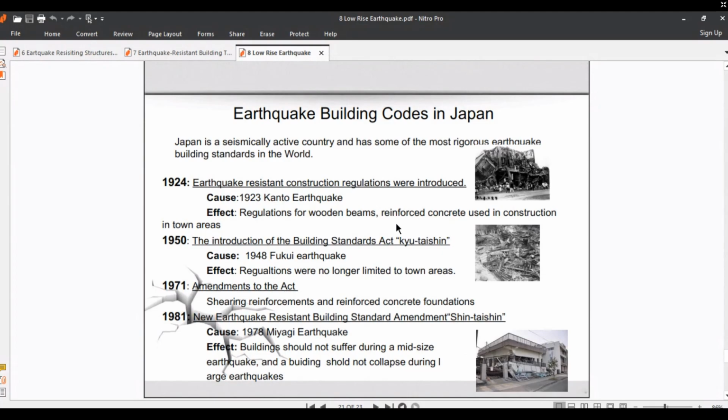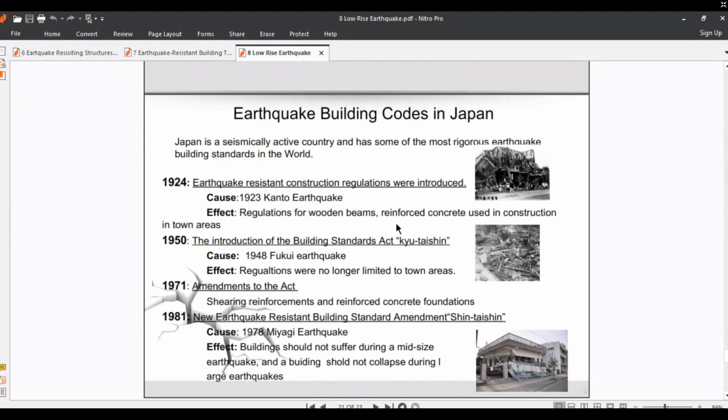This slide shows some earthquake building codes in Japan based on earthquake resistant structures. Japan is a seismically active country and has some of the most rigorous earthquake building standards in the world. This earthquake building code is used in Japan to make earthquake resistant structures.